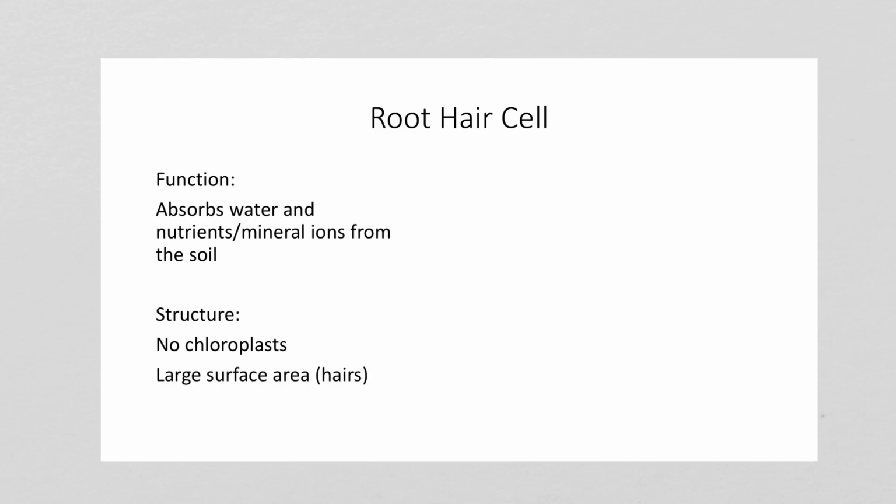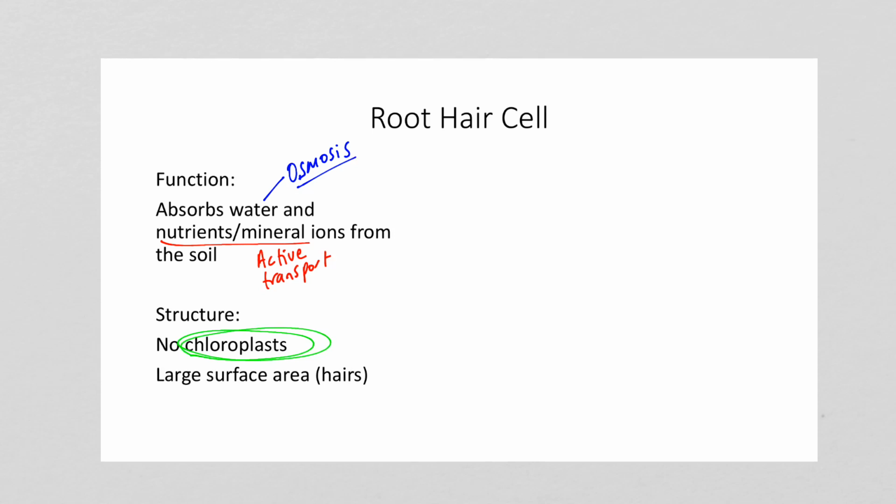So the job of the root hair cell is to absorb water through osmosis, which we'll learn about at the end of this unit. Osmosis we talk about whenever we're talking about the movement of water from a dilute to a concentrated solution through a partially permeable membrane, and also nutrients and mineral ions from the soil into the root. And often, but not always, this will happen via active transport, which again we will talk about at the end of Unit B1. In terms of its structure, most obviously it does not have chloroplasts.